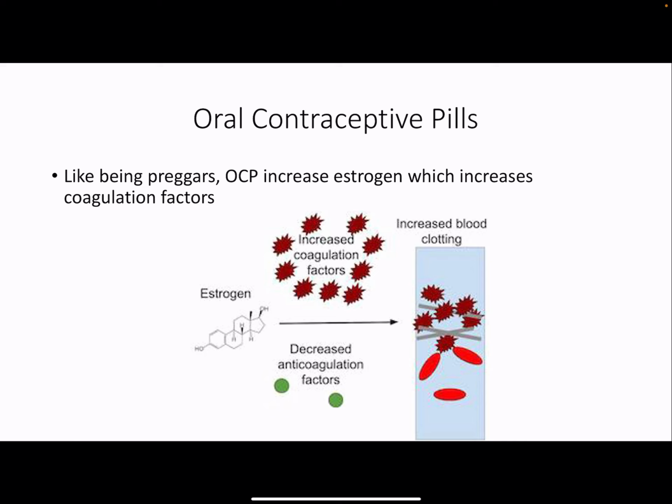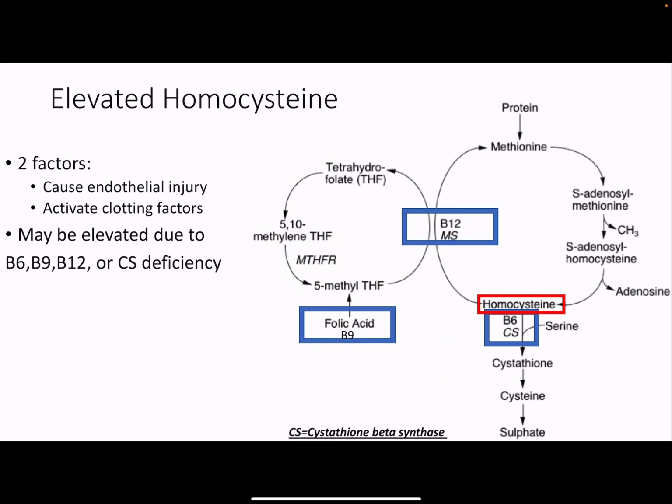Oral contraceptive pills. So in that last one, we just said that estrogen is increased. Birth control is really often just a whole bunch of estrogen rolled up into a little pill. So this is going to increase coagulation factors and decrease the anticoagulation factors.